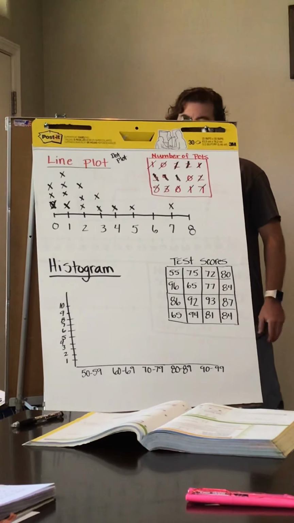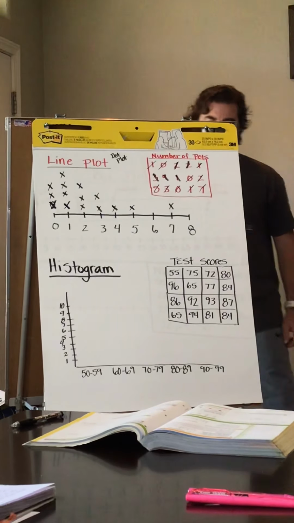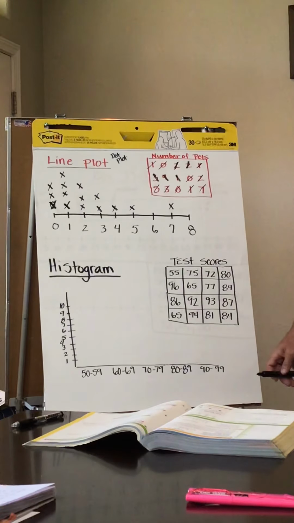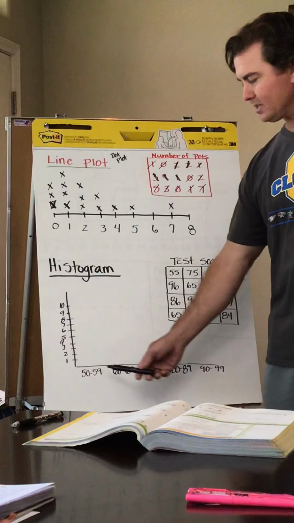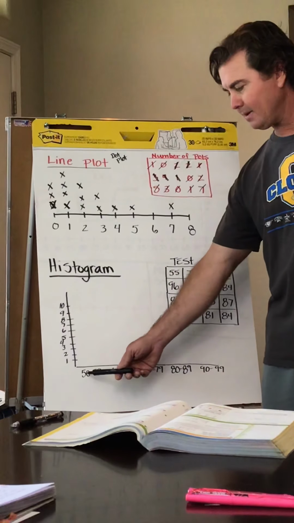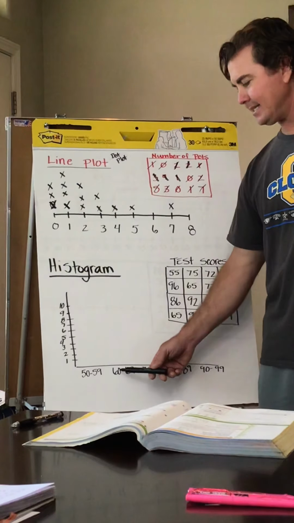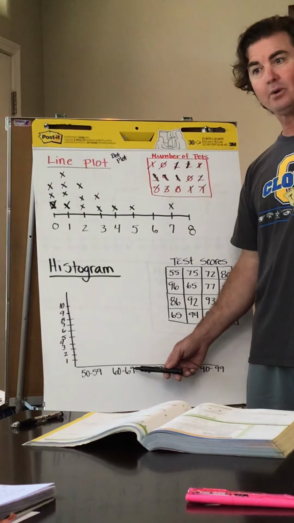So I'm going to look at my definition again. It says it uses numerical values displayed in equal intervals. Okay, so that's the important part when you're setting up a histogram. You have to have equal intervals. So if you're looking right here, 50 to 59, okay, 60 to 69, do you see how these are equal?